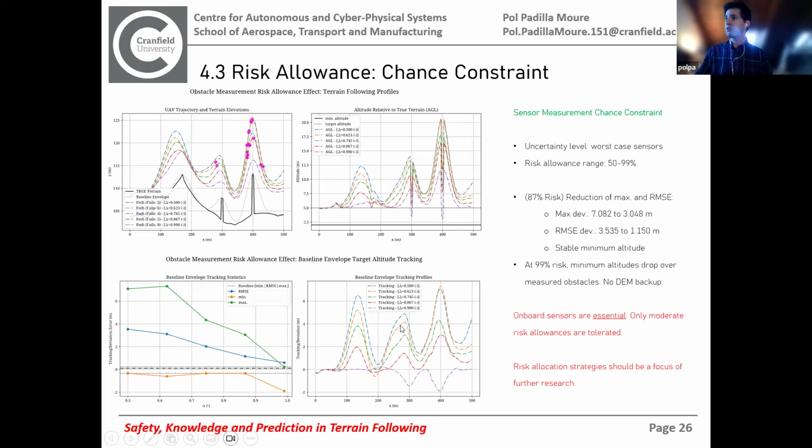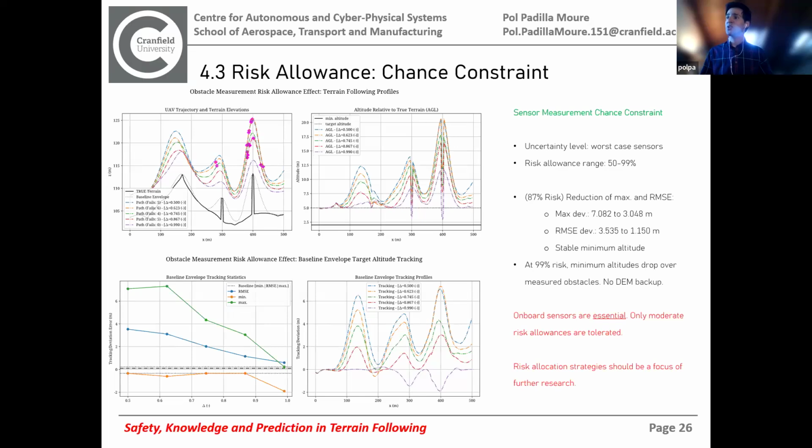Can we use risk allowance on the sensor measurements, on the online measurements that we do? Yes, but just moderately. As I said before, the obstacle measurement is going to be your fallback solution if there is no knowledge on the DEM. What this means is that we can increase a little bit our risk allowance, but we cannot increase it as much as we did for the DEM. On the DEM, you can increase it to the maximum and rely on the sensor measurements on the rangefinder, but on the rangefinder, you cannot do the same, because you cannot rely on the DEM.